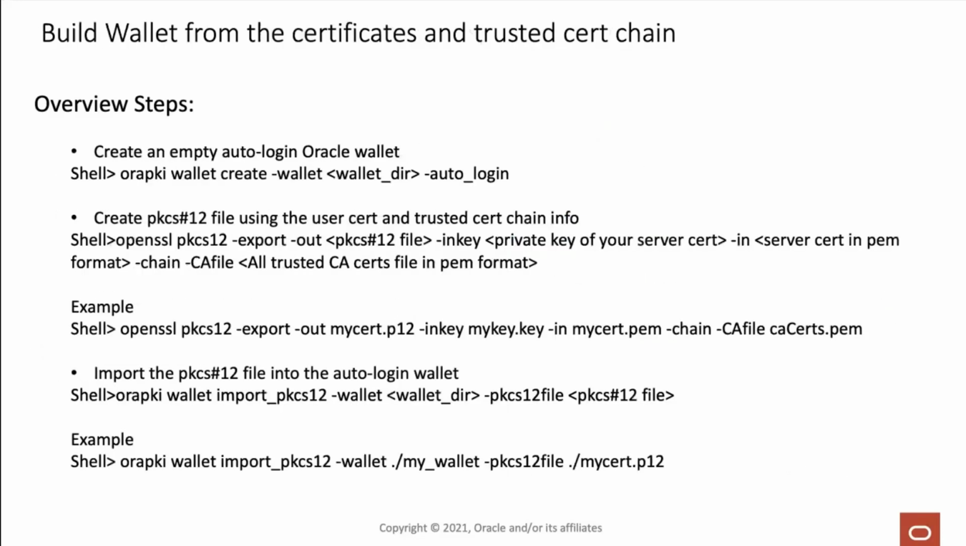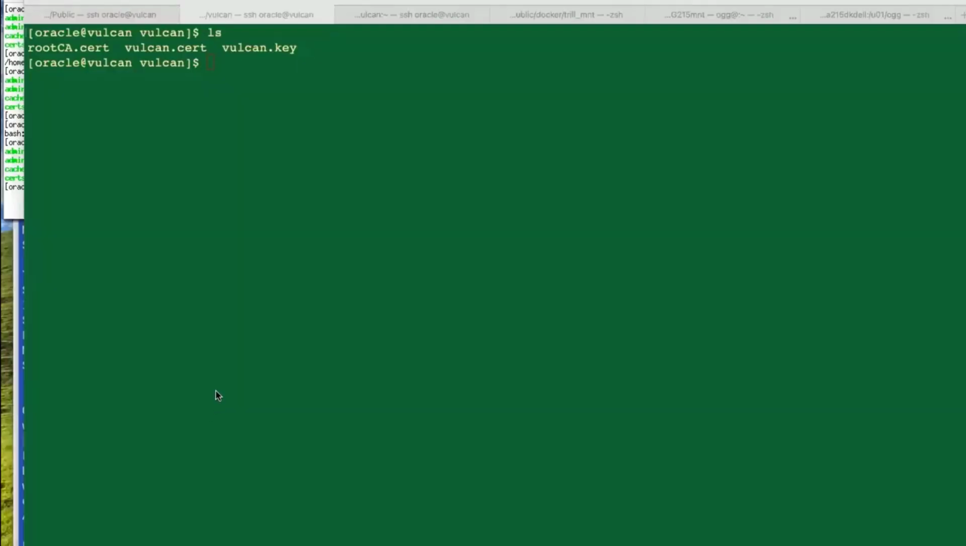For the details on these 3 steps, I gave out all the commands: how to create the auto login wallet, how to build a PKCS12 file from our certificates, and how to import that into the Oracle wallet. So now I'm going to do a quick demo to show you how all these steps are done.